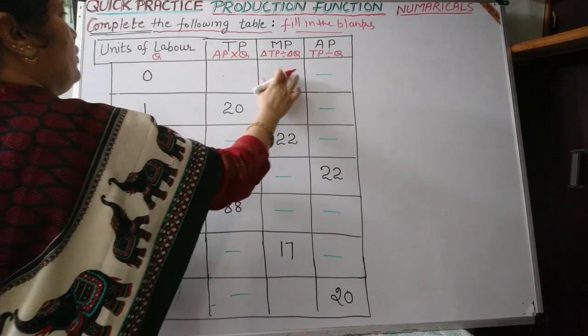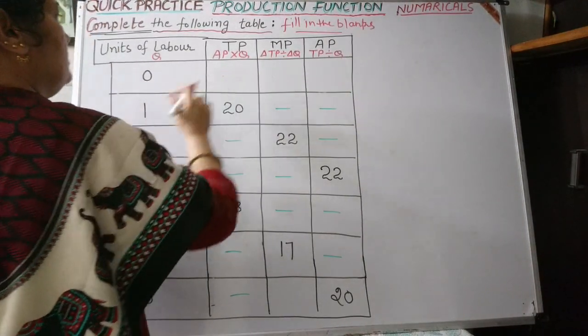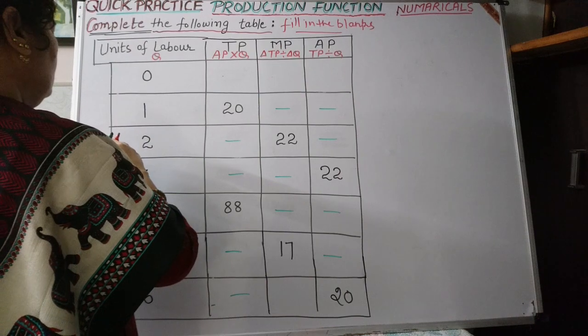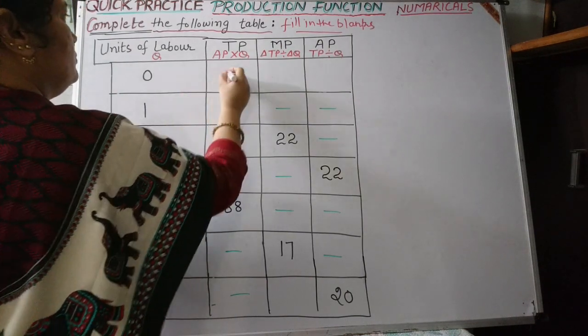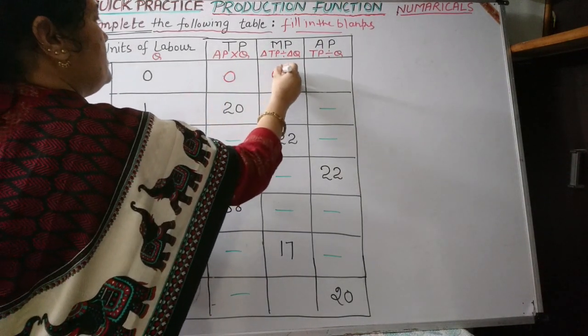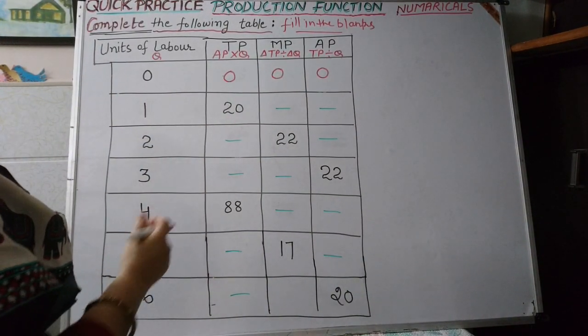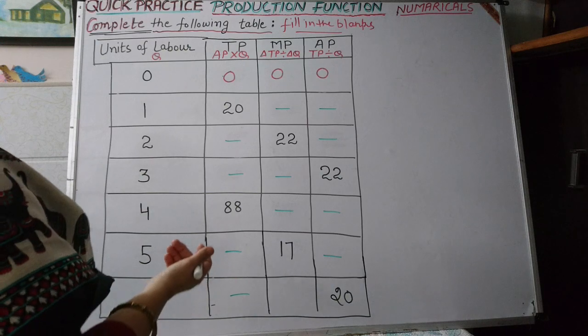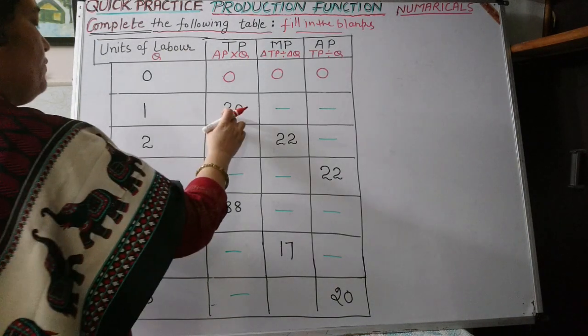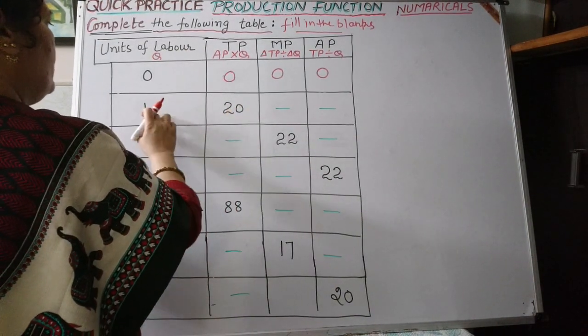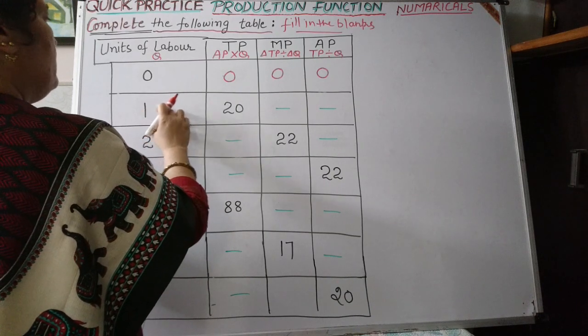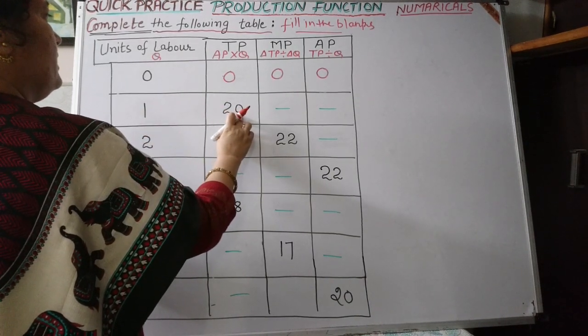So at zero level of output, TP will be 0, MP 0 or AP 0. Then let us see how many calculations are given. First of all, TP is given. At first level of output, TP is given, which is 20.